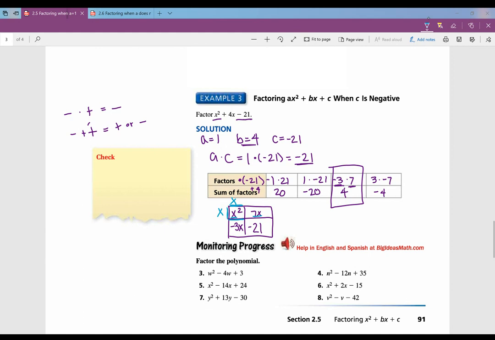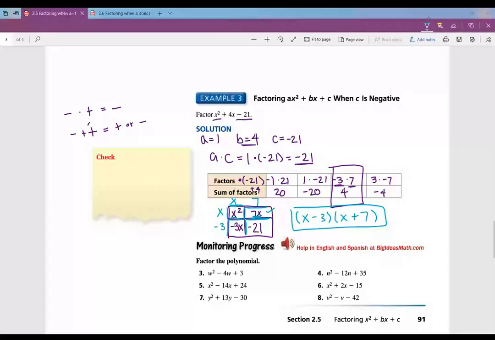If that top side's x, what does this side need to be to get negative 3x? It would need to be negative 3. And if that side's negative 3, what does this top side have to be to get negative 21? Well, it would need to be a positive 7, right? Negative 3 times 7 will be negative 21. And then we can check our last box. We have x times 7. Is that 7x? Yes. So we know we got all our sides correct. So our answer is going to be x minus 3 times x plus 7.